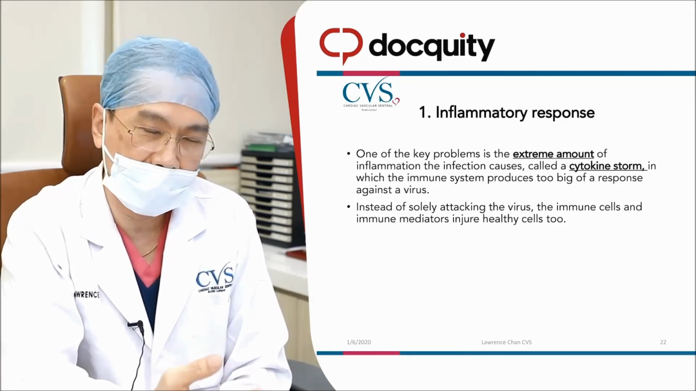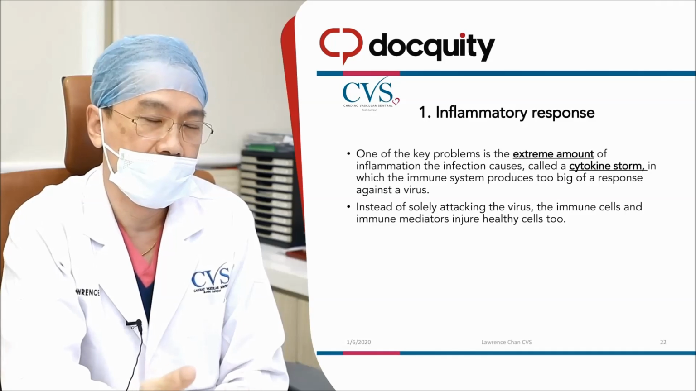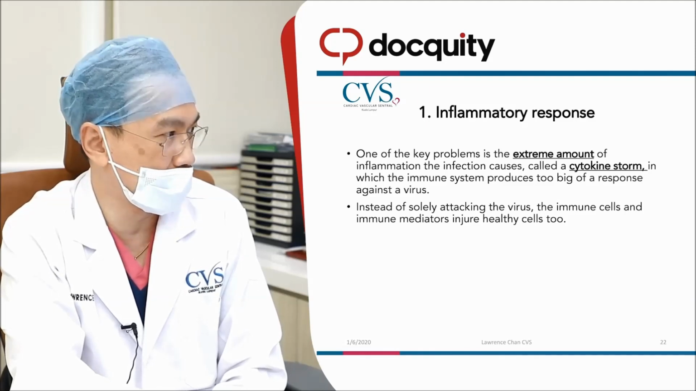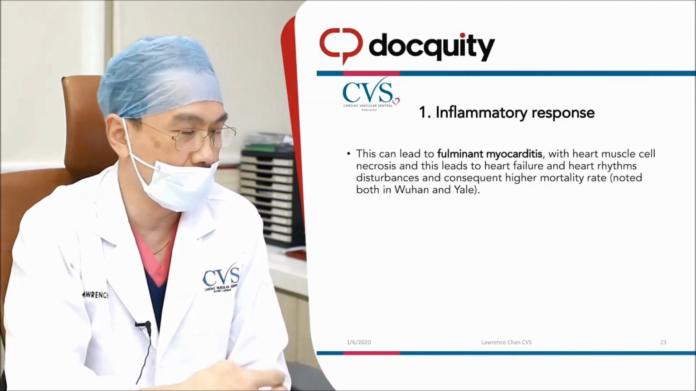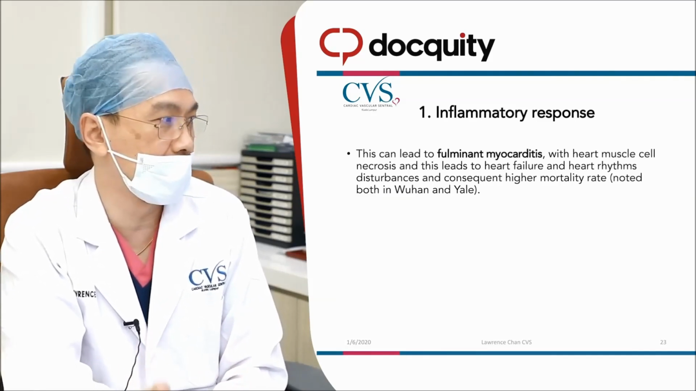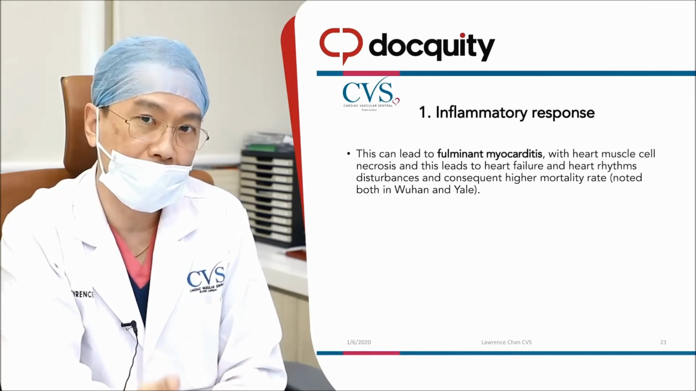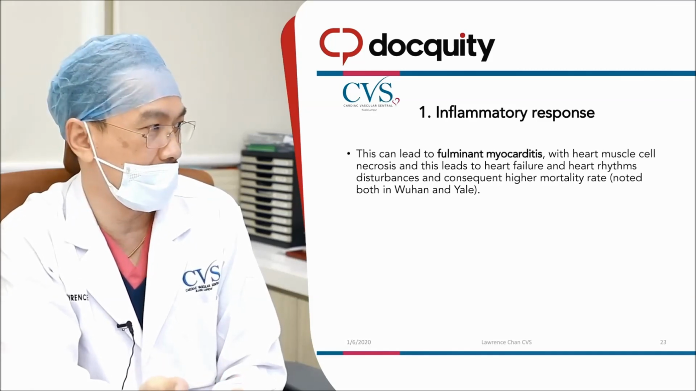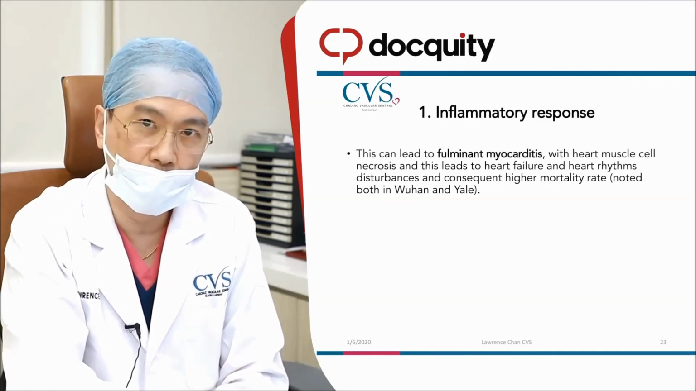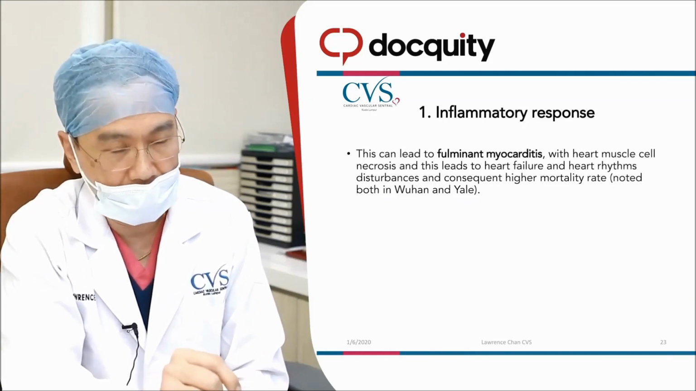And sometimes it goes wrong. It not only attacks the virus, but it starts to attack normal cells. So this becomes an abnormal autoimmune reaction. If it affects the heart, it goes to the myocardial cells. It will lead to heart muscle cell necrosis, and this can lead to fulminant myocarditis, which results in heart failure and heart rhythm abnormalities. And this has been noted both in China and also in the United States, and I guess every other place.